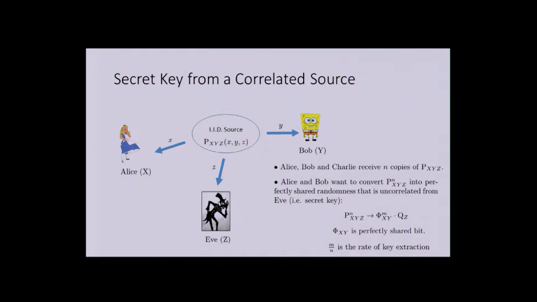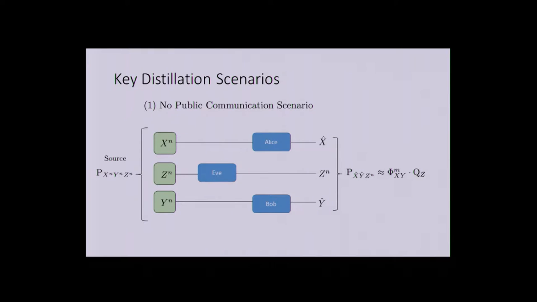We want to consider this scenario when Alice and Bob have access to some additional resources. There are a few scenarios we're going to consider. The first, the most restrictive, is when they're allowed no public communication. In this diagram, here's the source. Alice receives X^n and performs some processing to obtain variable X hat. Bob has Y hat. Eve is just sitting along. She obtains Z^n. And then at the end, they have generated this distribution, P of X hat, Y hat, Z^n, and of course, they want it close to the target distribution.